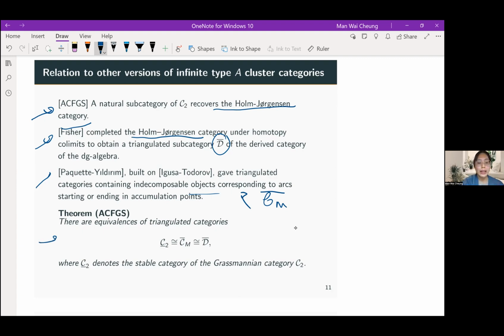And then what we have is we can show that the stable category of our Gauss-Manin category is equivalent to the Paquette-Yıldırım and Fisher's category.